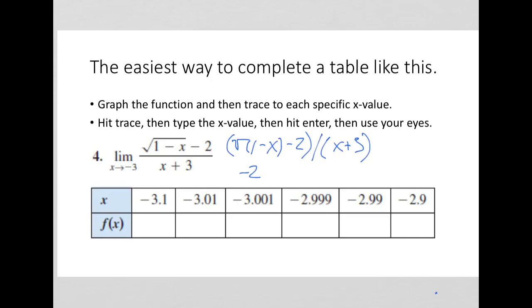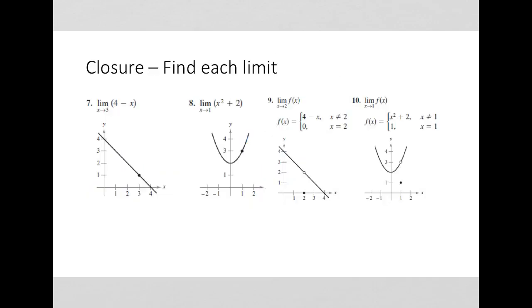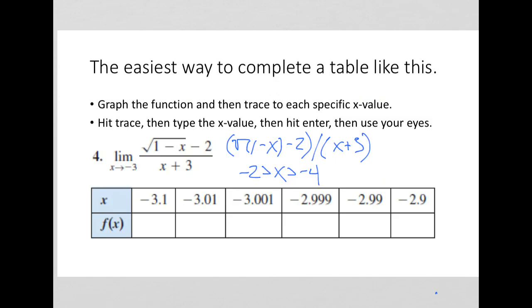It doesn't really matter, but I'm going to go -2 is greater than x is greater than -4, like that. So a min of -4 and a max of -2. And then go to your graph and hit trace, and then just go to those x values there. So I'll let you do that yourself. I'm being lazy. I don't feel like doing it. But you should find the limit.